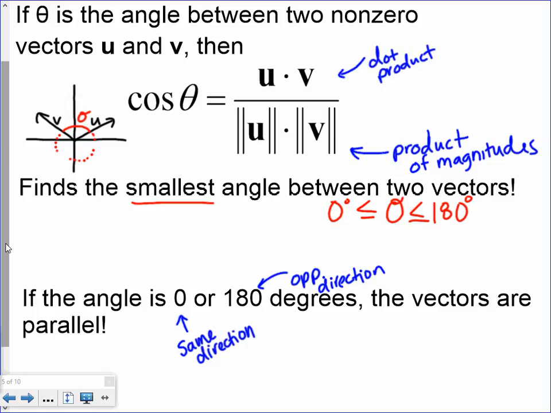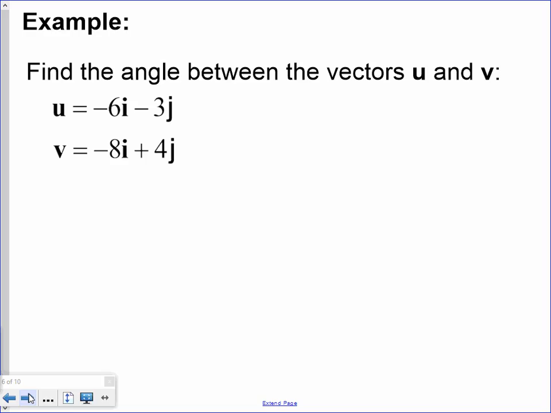Okay, let's put this to use in an example. So we want to find the angle between the vectors u and v, and I believe this is our u and v from a previous slide, the example that you did on your own. So I think we've already found the dot product for u and v, which was 48 minus 12, or 36. So I'll go ahead and jot that down. Dot product, u times v, was equal to 36.